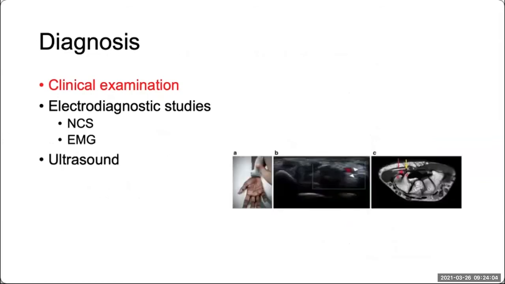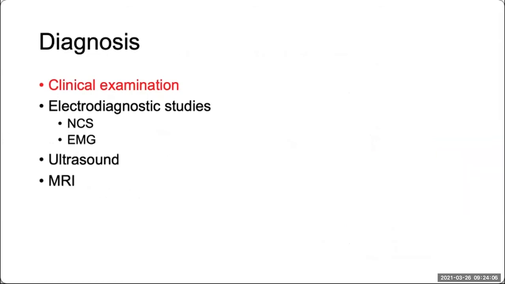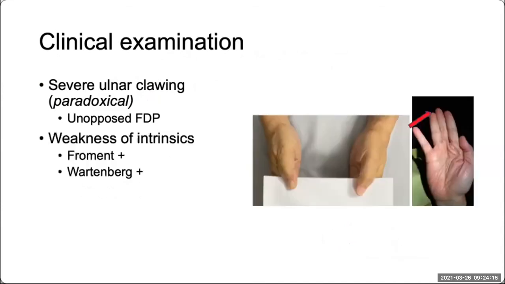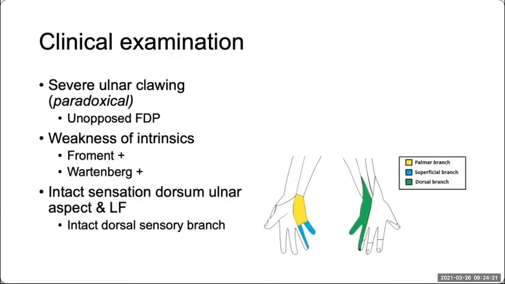Clinical examination is mainstay of diagnosis. Electrodiagnostic studies may be useful. Again, here ultrasound can be considered together with the MRI. Ulnar clawing is more severe compared to cubital tunnel syndrome. This is due to unopposed pull of a functioning FDP. Froment and Wartenberg is also positive, and the sensation over the ulnar dorsum of the hand is intact.